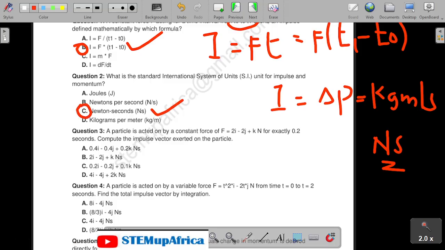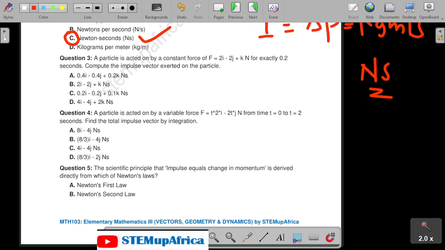So let's go to question number 3. A particle is acted on by a constant force of this for 0.2 seconds. Compute the impulse vector exerted on the particle. Like we said, impulse I is Ft.